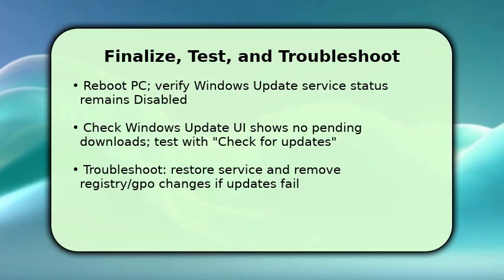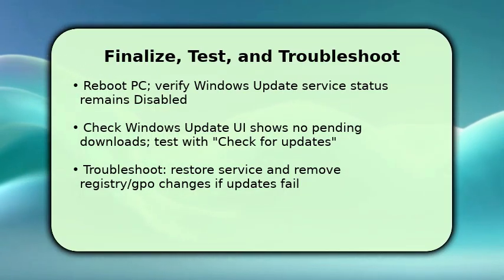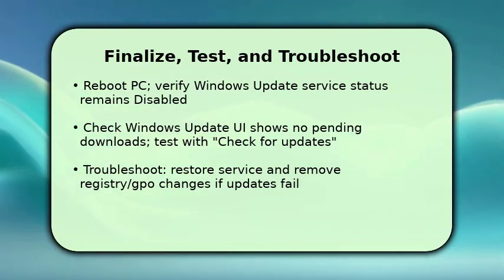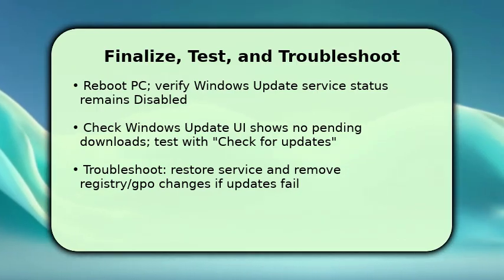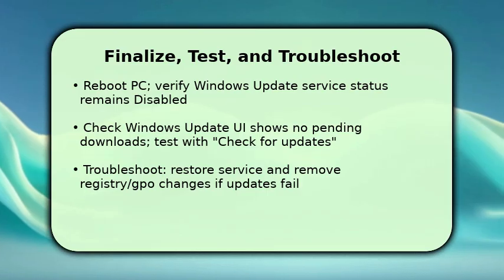If you must test, click Check for updates briefly. Expect no automatic downloads if policies applied. If something goes wrong, restore the Windows Update service to automatic, revert the group policy, or delete registry keys. Then reboot and run the Windows Update troubleshooter. That single troubleshooting tip resolves most configuration conflicts quickly.